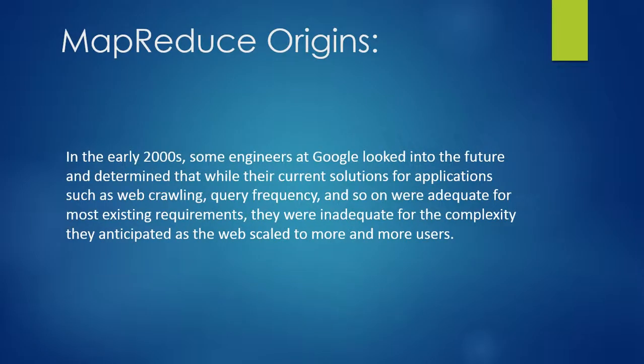So let us examine what the origins of MapReduce are. In the early 2000s, some engineers at Google looked into the future and determined that while their current solutions for applications such as web crawling, query frequency, and so on were adequate for most existing requirements, they were inadequate for the complexity they anticipated as the web scaled to more and more users.